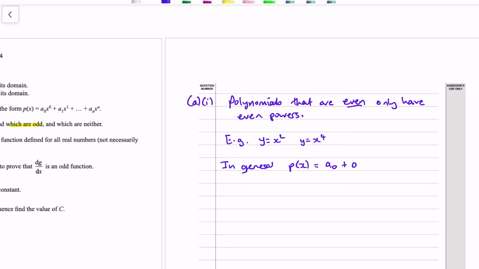a0 plus a2x squared plus a4x4 upwards, so it can have the even terms in it, but it can't have any odd terms. And the reason for that is p of x, actually no, sorry, we want p of negative x. What happens when we substitute negative x into this polynomial? A0 is a constant, x squared, well, we get negative x squared, x to the 4, we'll get negative x to the 4. But of course, when you take a negative number and you power it, the negative has no effect.